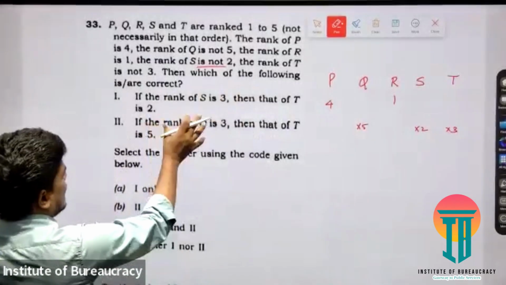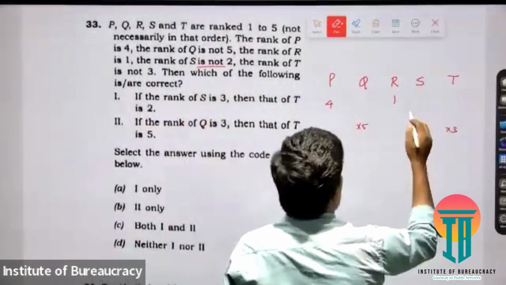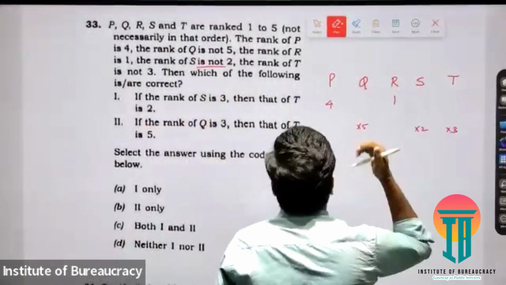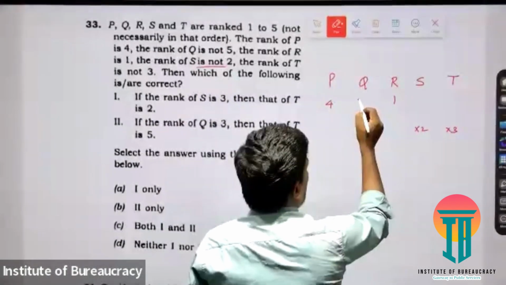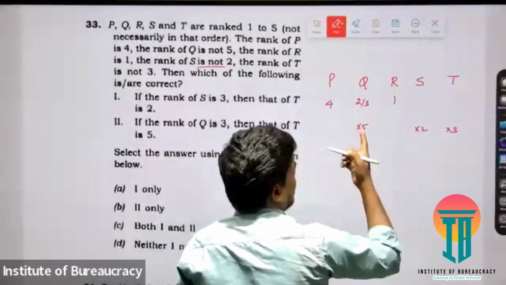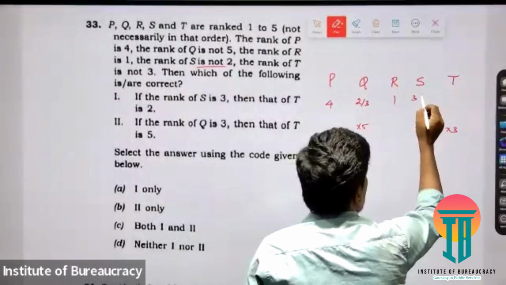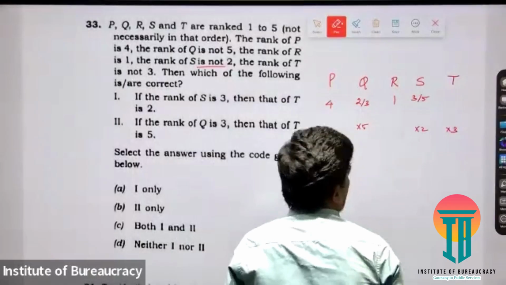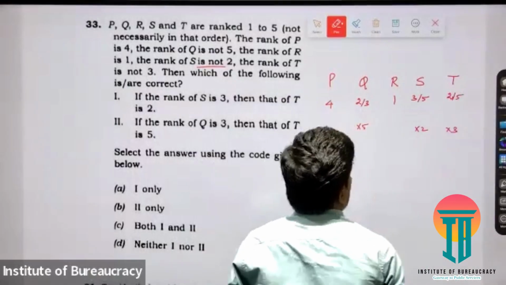If the rank of S is 3. Okay, so here Q cannot be 5. Therefore, Q can be either 2 or 3 only. S cannot be 2. Therefore, S is going to be either 3 or 5 only. T cannot be 3. Therefore, T is going to be either 2 or 5. That's the possibility.